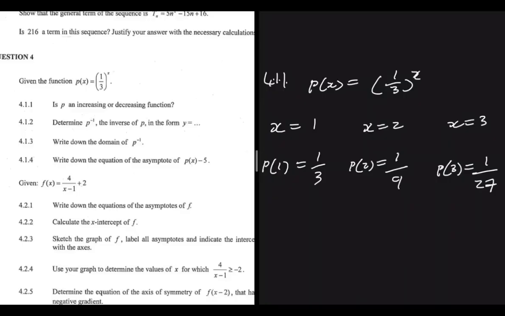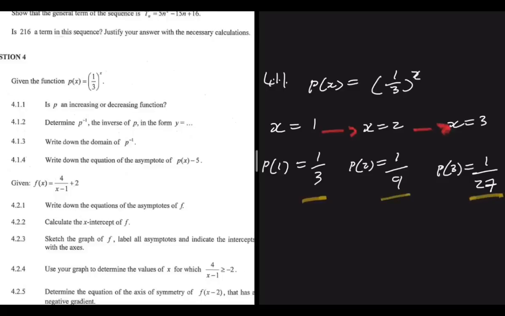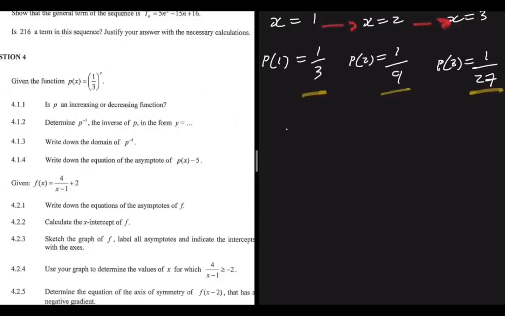Now it's actually easy to see that when the values of x are increasing, the values of y are decreasing, right? When x is equal to 1, we have 1 divided by 3. When x is equal to 2, we have 1 divided by 9. And then when x is equal to 3, we have 1 divided by 27. We can see from that test that our function is decreasing, right? Yeah, as the values of x increase, the values of y decrease.